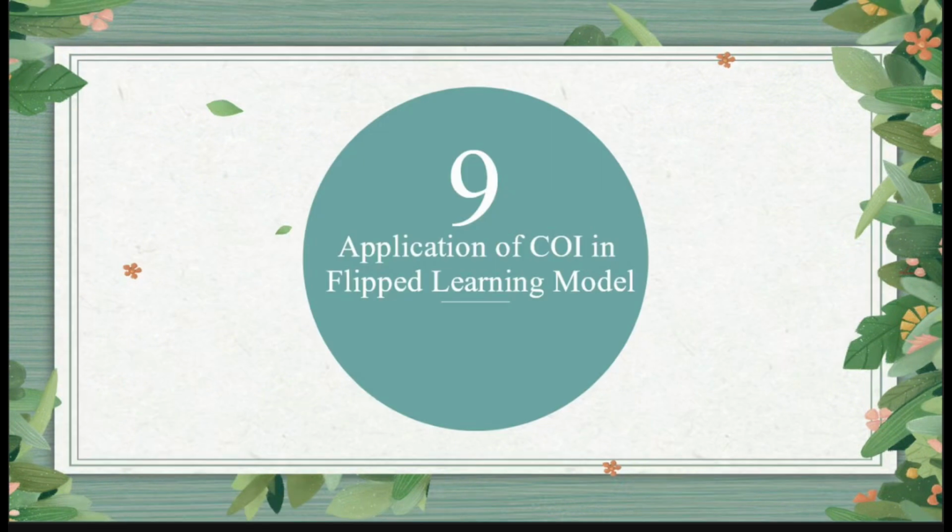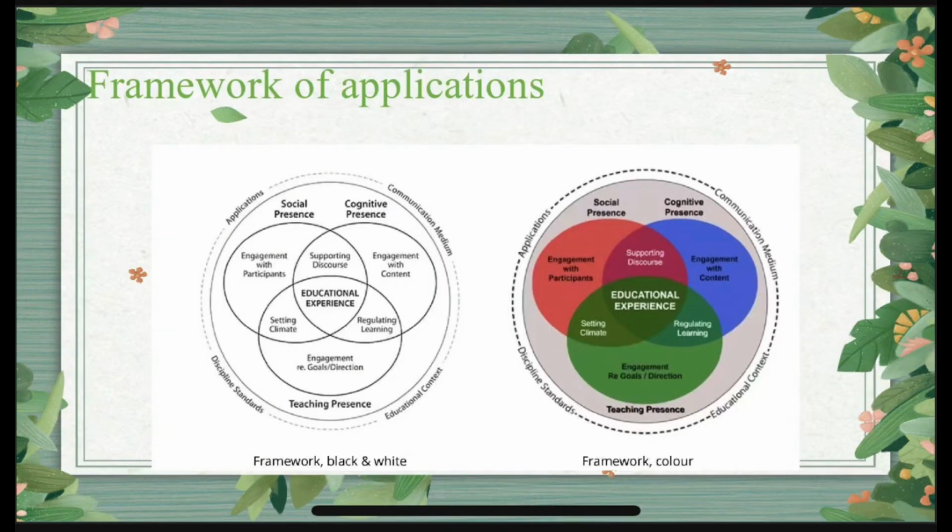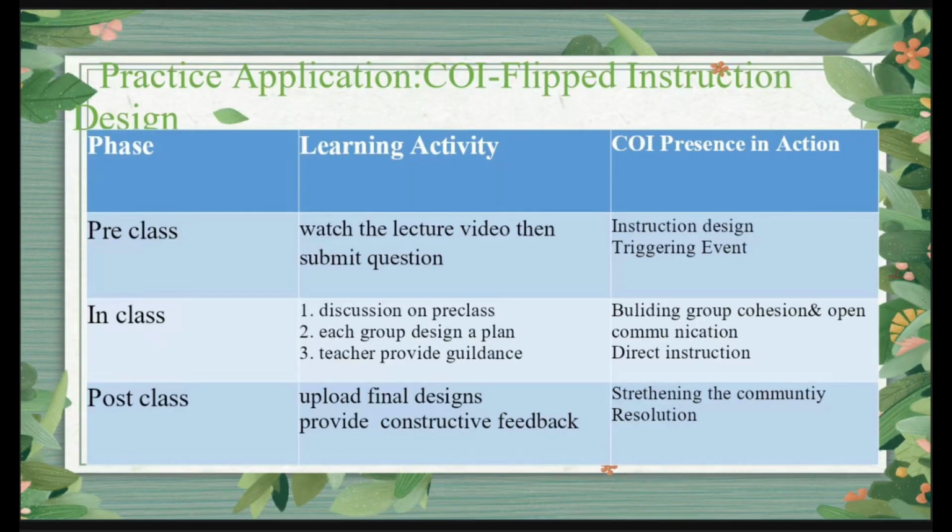The last part of this section is the application of the COI model in a flipped learning model. We can see the framework of application first. I chose a case study as an example, and at first, let me show you the COI framework. In pre-class, we need to give the students a link, give them a trigger by asking them a challenge question.